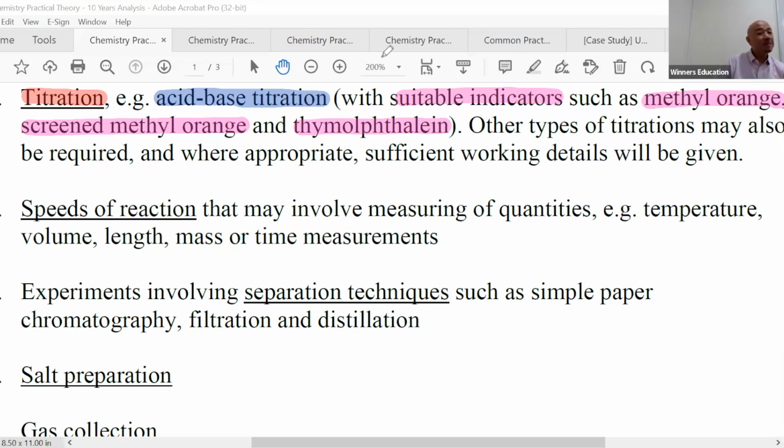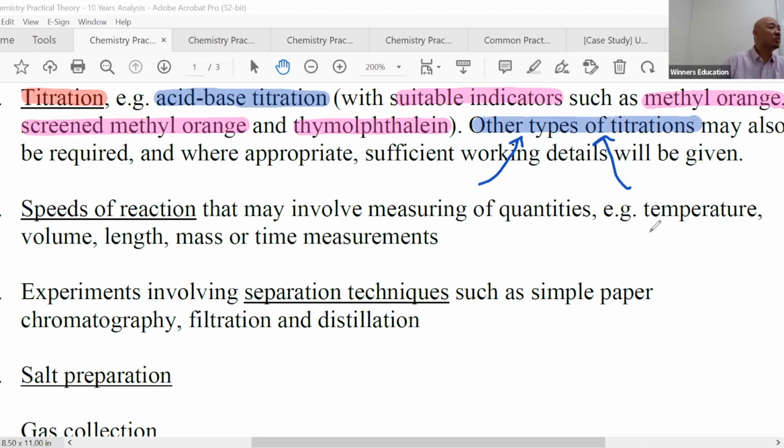Now, besides acid-base titration, there are other types of titration that may also be required when appropriate, and sufficient working details will be given. So they'll tell you what to do. Because by right, you're only familiar with acid-base titration, sodium hydroxide and hydrochloric acid, for example. You know it very well. But they say there could be other types. May I know what other types?